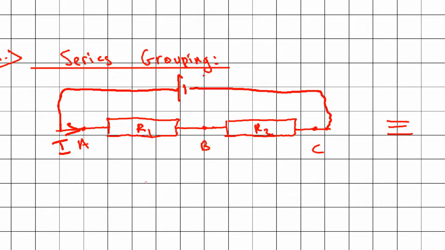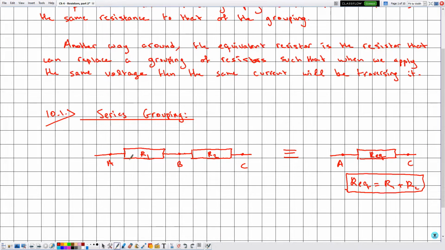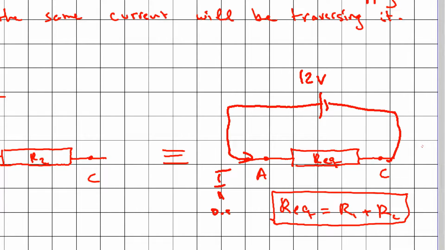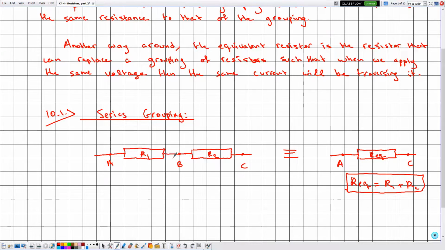Suppose that this is 12 volts, and suppose that I is equal to 0.5 amperes. Now because this grouping is being replaced by one resistor, if we connect it to the same battery, which gives 12 volts, then the electric current I traversing this closed circuit is also 0.5 amperes, because simply this equivalent resistor is equivalent to R1 and R2.